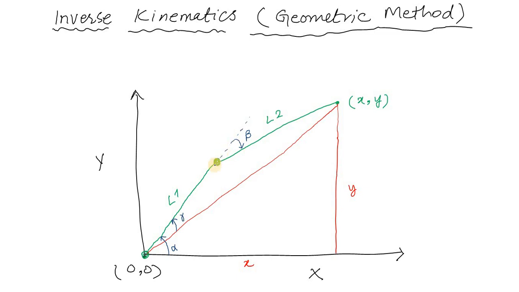So this means that this internal angle will be (180 minus beta), because this angle is beta and the whole angle is 180 degrees. So if you see only this angle here, this angle will be alpha minus gamma.